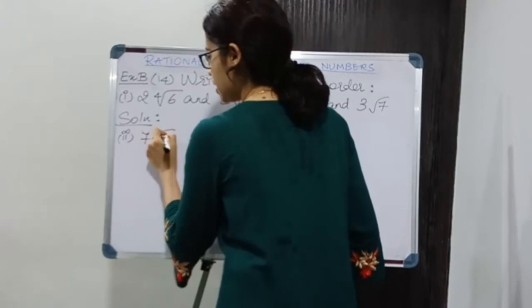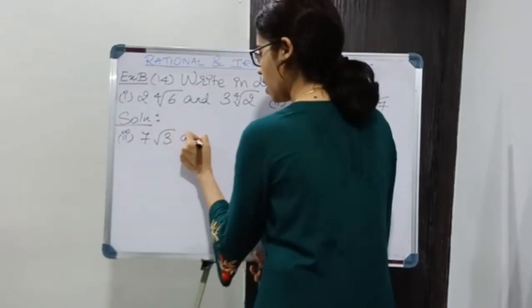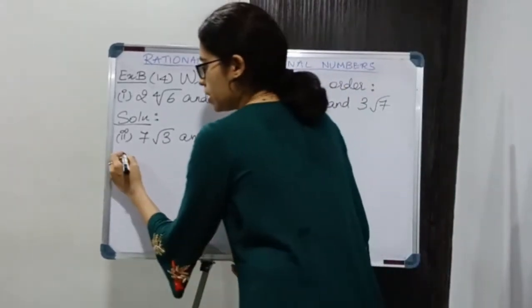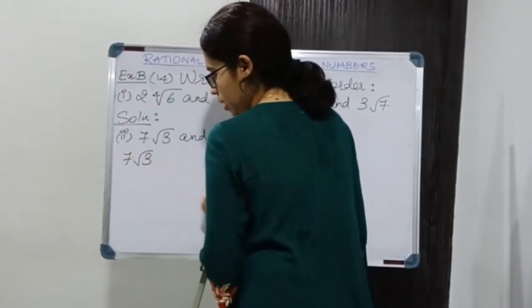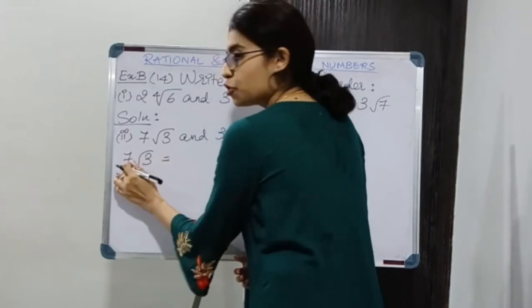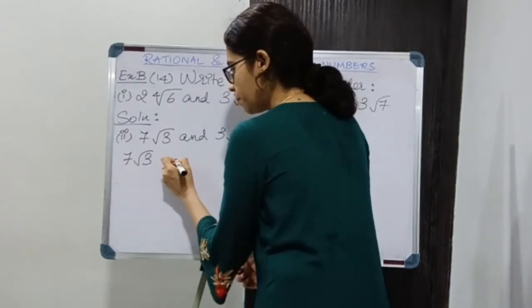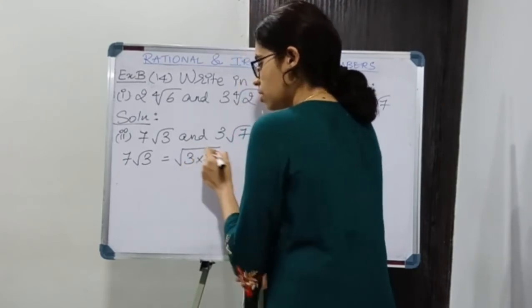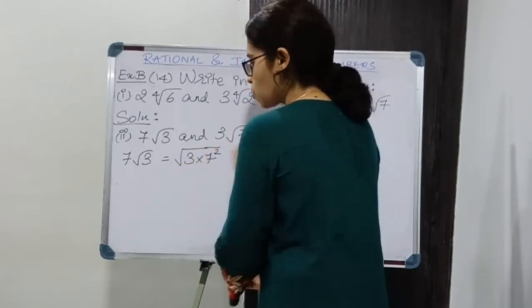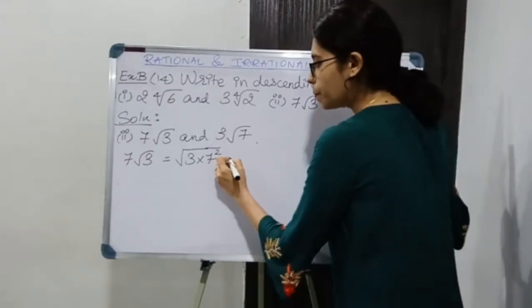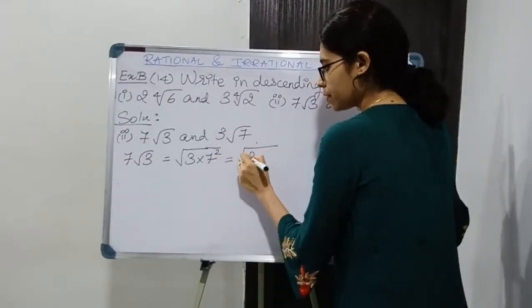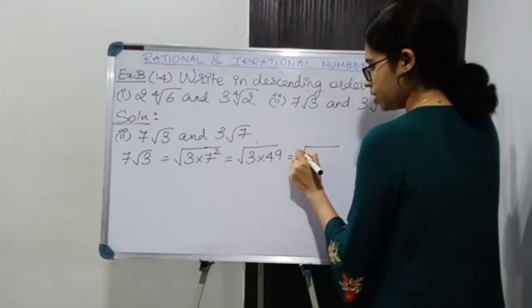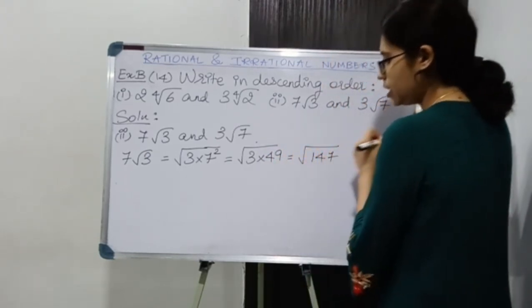The numbers are 7 root 3 and 3 root 7. Now 7 root 3, I'll shift the number inside the root. So 3 into 7, the power is going to be 2 because I have square root over here, so the power will be 2. 3 into 49, it gives 147.